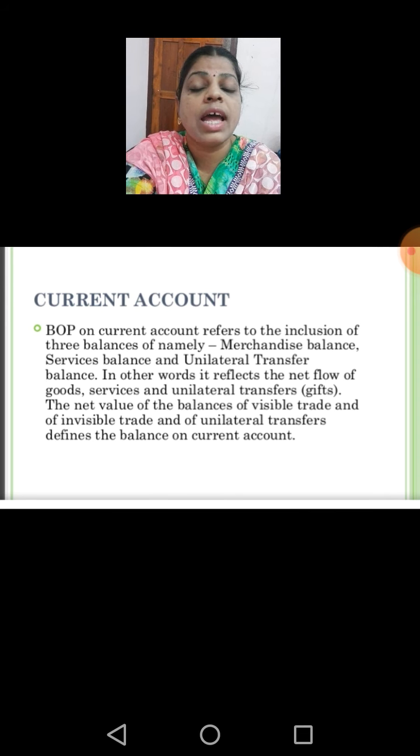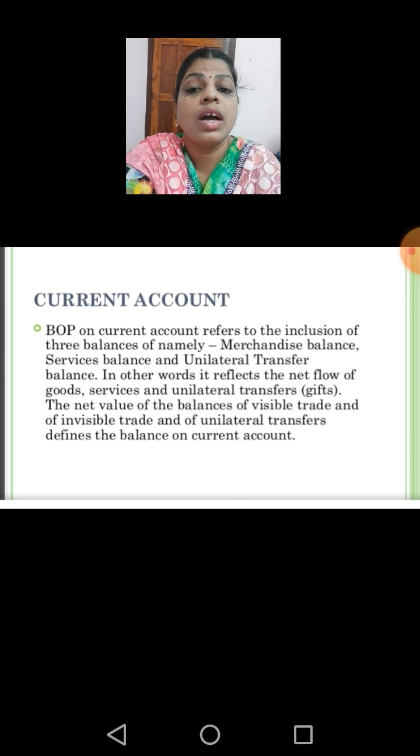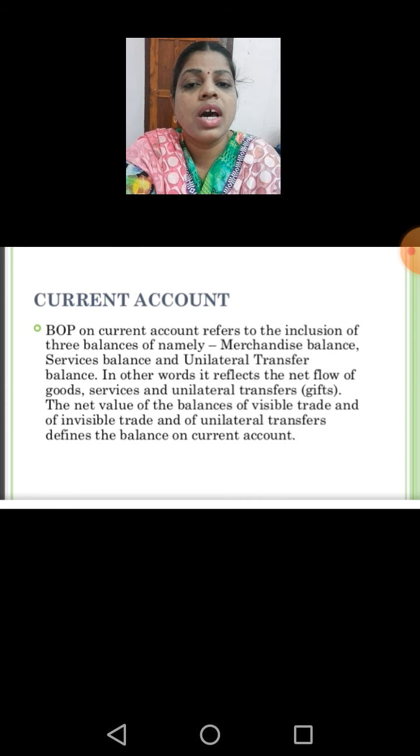So all this comprises the current account. These three actually comprise the current account. So current account means, once again I will explain, merchandise balance, services balance, and unilateral transfer balance. So these are the three types of balances which come under the current account.